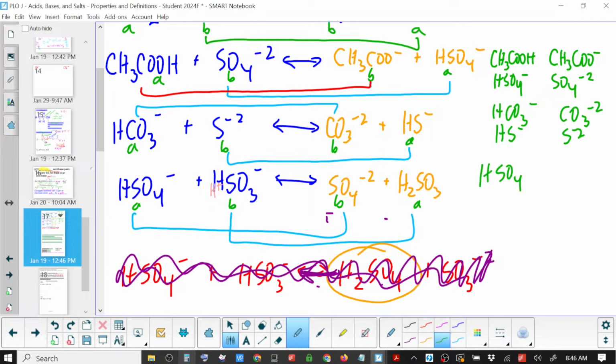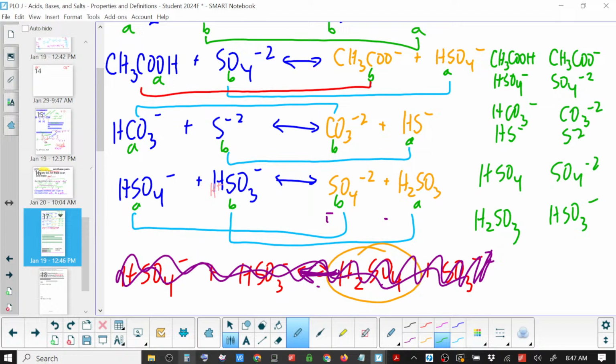HSO4 minus is our acid with SO4 2 minus as the conjugate base. The acid for the other one is H2SO3, and its conjugate base is HSO3 minus. Questions about any of those? Why did you write it a particular way? Where did the charge go?